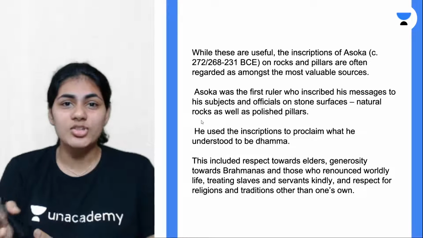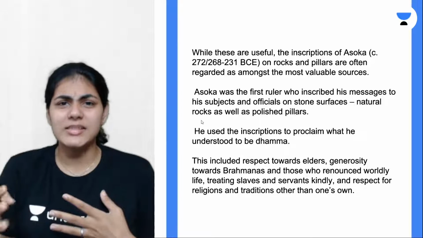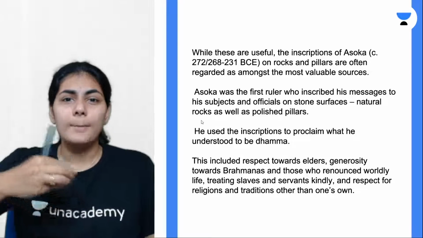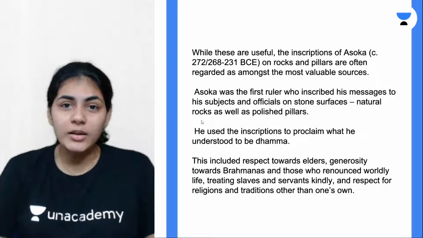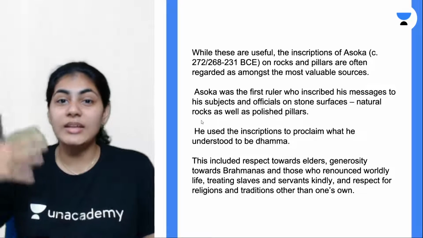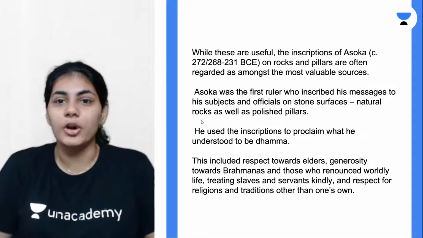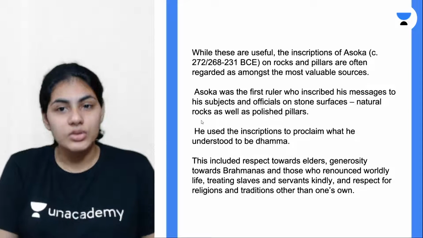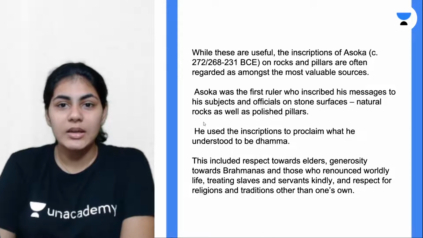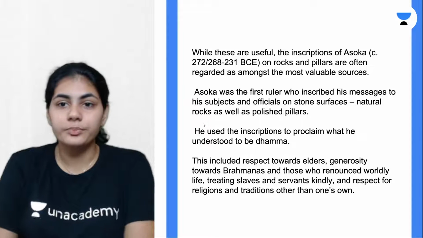Not just one, not just two, but he had, I don't remember the exact numbers, different kinds of inscriptions like major rock inscriptions, minor rock edicts, pillar inscriptions, and not just one or two, like 20, 25 inscriptions like that, right? And installed all over the Indian subcontinent, right? So these inscriptions again are very, very important sources which give us a lot of information about the Mauryan Empire.